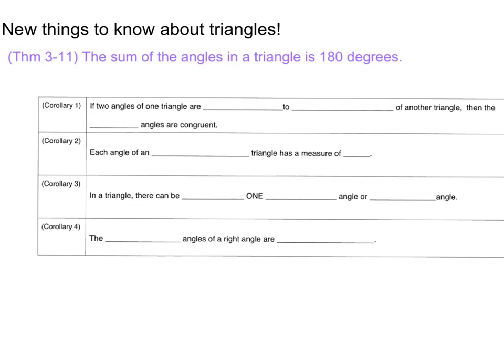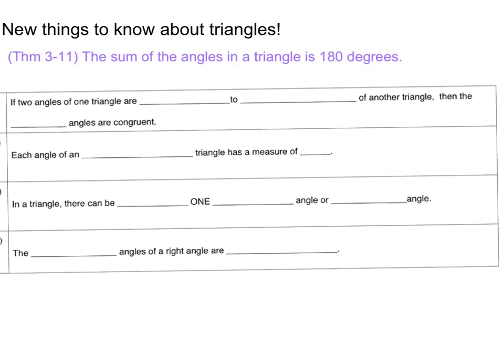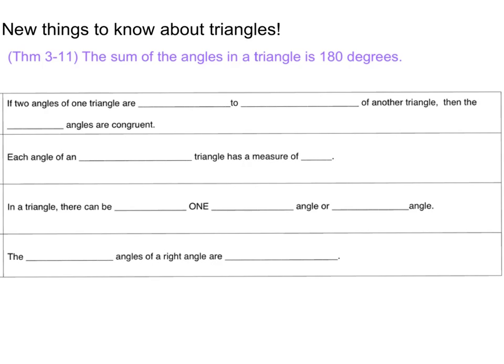What I'm going to do, because I don't care if you memorize whether it's corollary 1, 7, or 100, I'm going to move those out of the screen so I can fit in our missing words. Okay, starting with our first one. If two angles of one triangle are congruent, and I'm actually just going to do the symbol here, to two angles of another triangle, then the third angles are congruent.